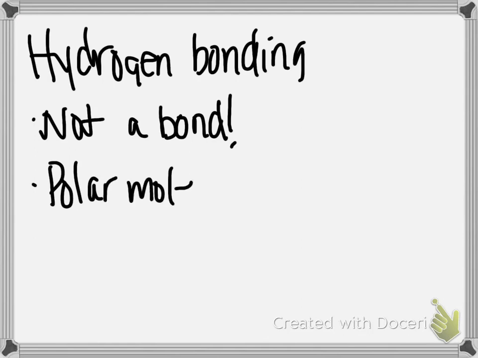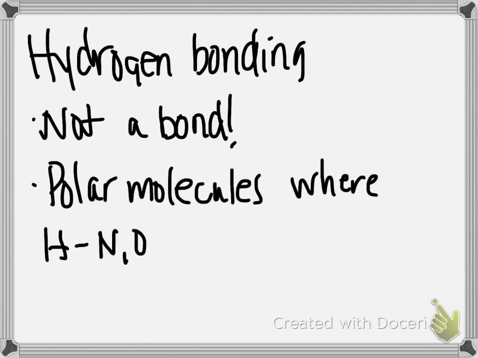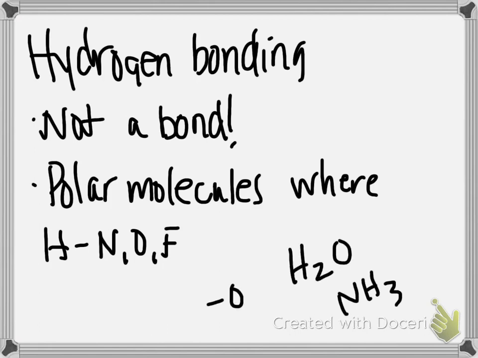The types of molecules that undergo hydrogen bonding are polar molecules where there's a hydrogen covalently bonded to a nitrogen, oxygen, or fluorine. Okay, so the molecule still has to be polar, but somewhere within the molecule, a hydrogen has to be covalently bonded to a nitrogen, oxygen, or fluorine. Some of the most common examples we use for hydrogen bonding are H2O and NH3.